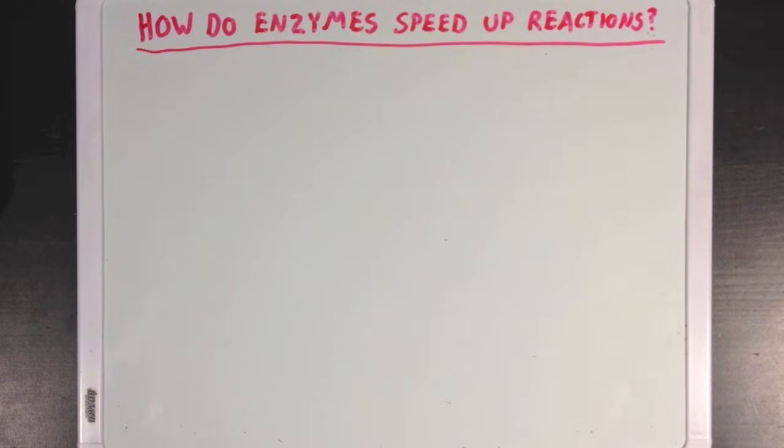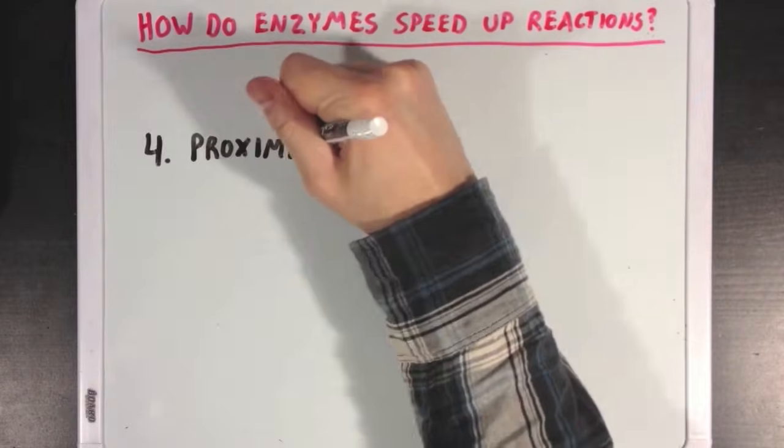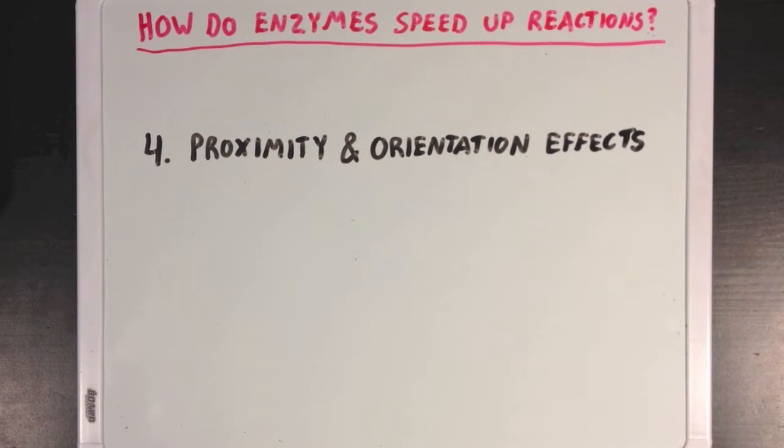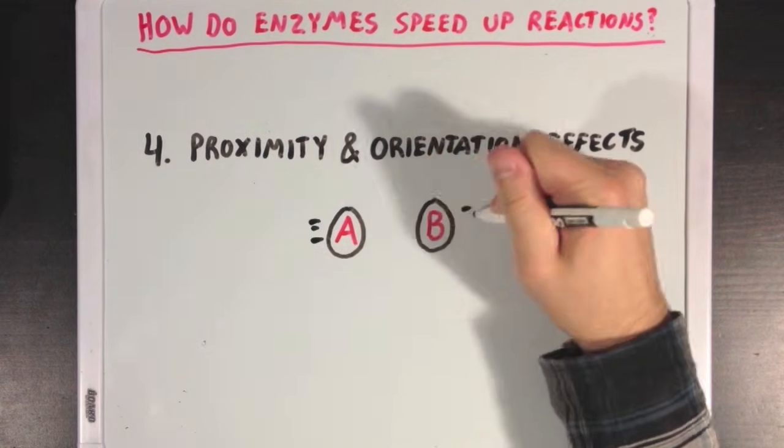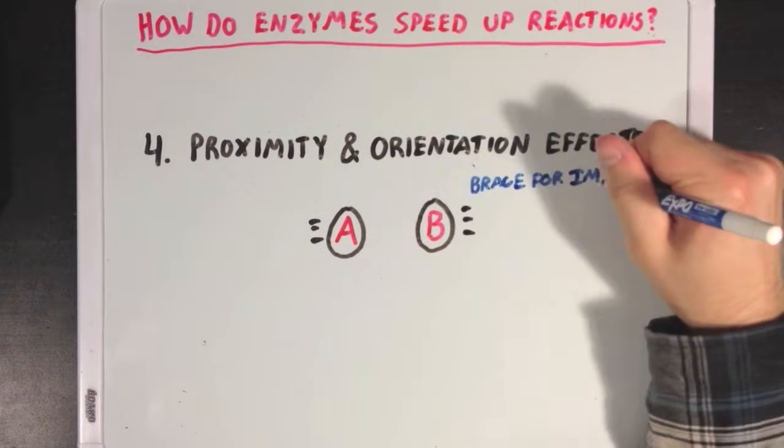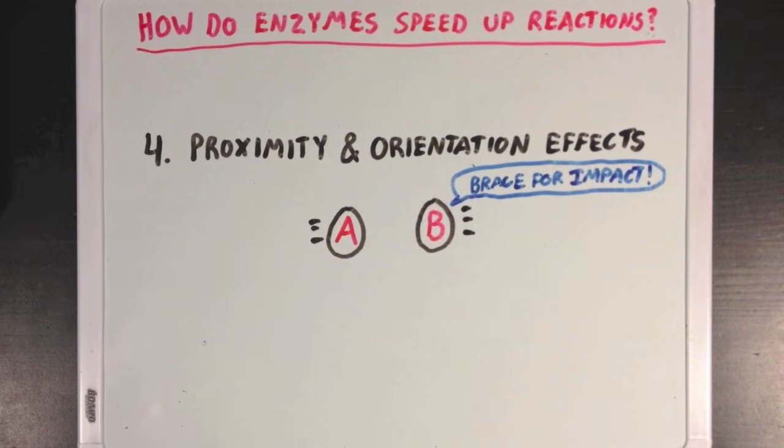So the last catalytic strategy I want to mention is a little more general, and it has to do with proximity and orientation effects. Remember that in order for two molecules to react with each other, which is usually what enzymes help out with, they need to physically collide at some point. If we have molecule A and molecule B, they'll only react once they crash into each other. And a lot of enzymes are able to bring two molecules close together so that these types of collisions happen more often, making the two molecules react more quickly.